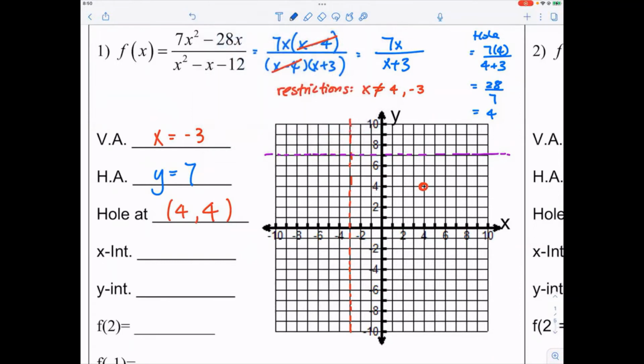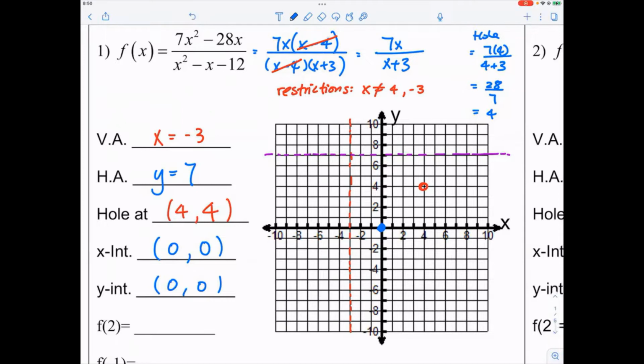And we will use the reduced expression to find our x and y intercept. What do we do to find the x-intercept? We will set y equals 0, or the numerator equals 0. So 7x equals 0. So that means we have the x-intercept at the origin. And if that is the case, that would also be your y-intercept as well.